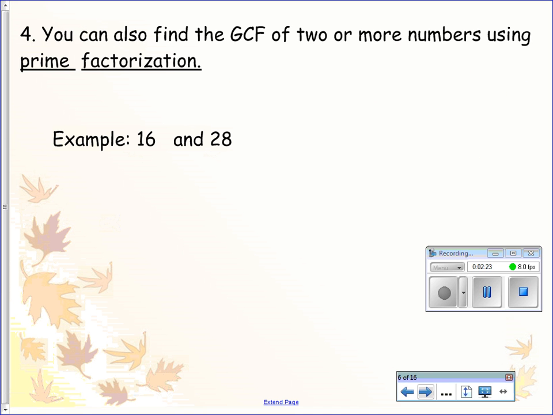Now we're going to find a method where you will not miss a single factor when you're determining the factorization of a certain number. You can also find the greatest common factor of two or more numbers using prime factorization. In our previous lesson, you did what was called factor trees. You did trees for each one of these. So let's put trees up on the board for each one of these.